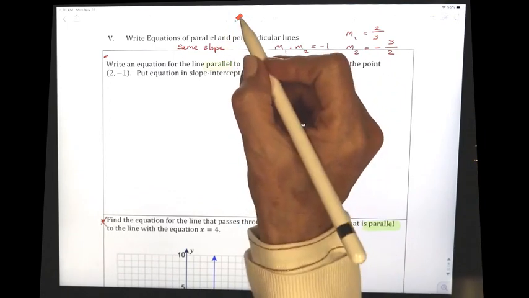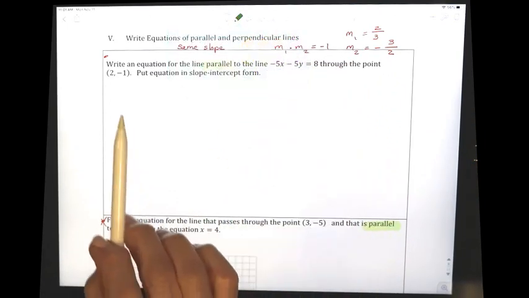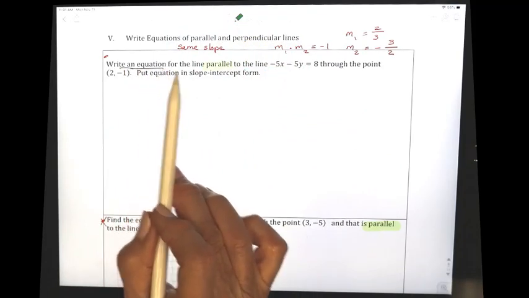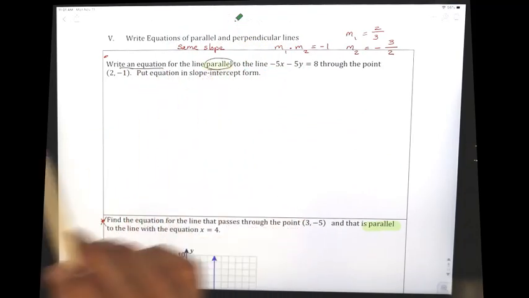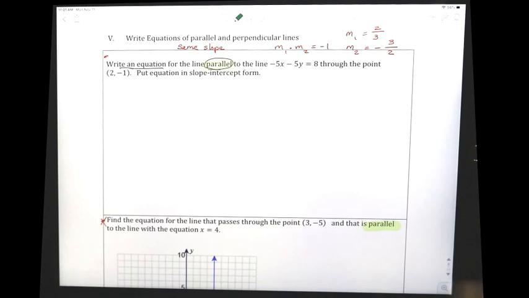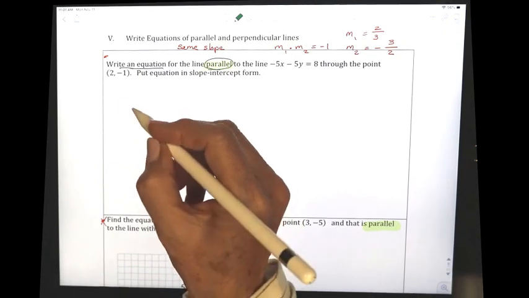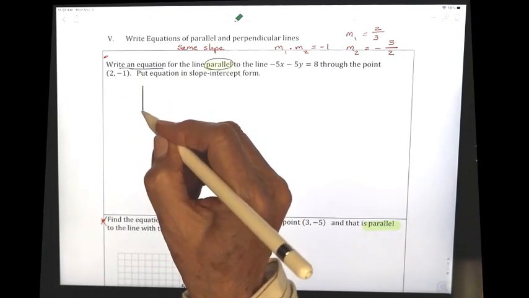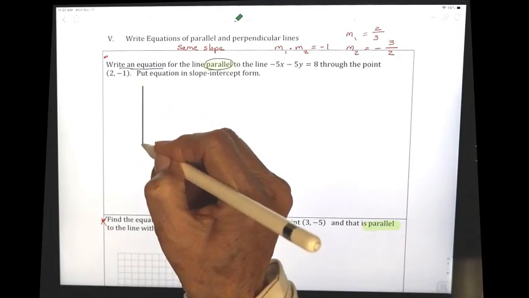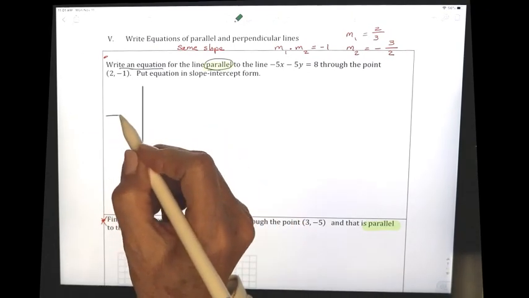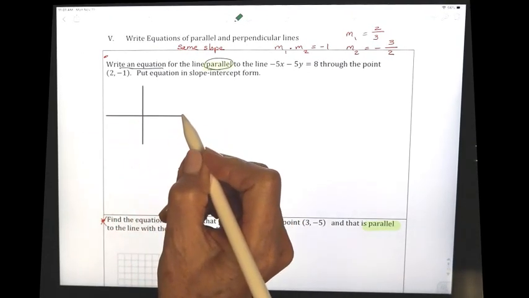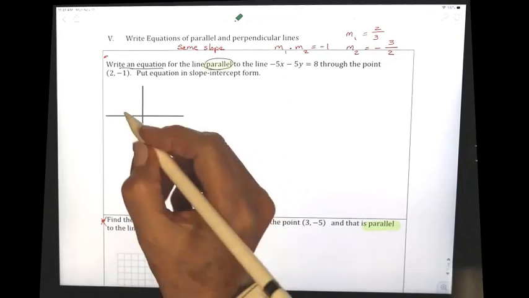Okay, so here's our first example. Write an equation for a line parallel, so I've highlighted that, parallel to the line -5x minus 5y is equal to 8, and through the point (2, -1). Put the equation in slope-intercept form. This is a pretty difficult problem, so I wanted to start off by trying to get you a little drawing of what's going on here so you can sort of piece together the different little bits of information.